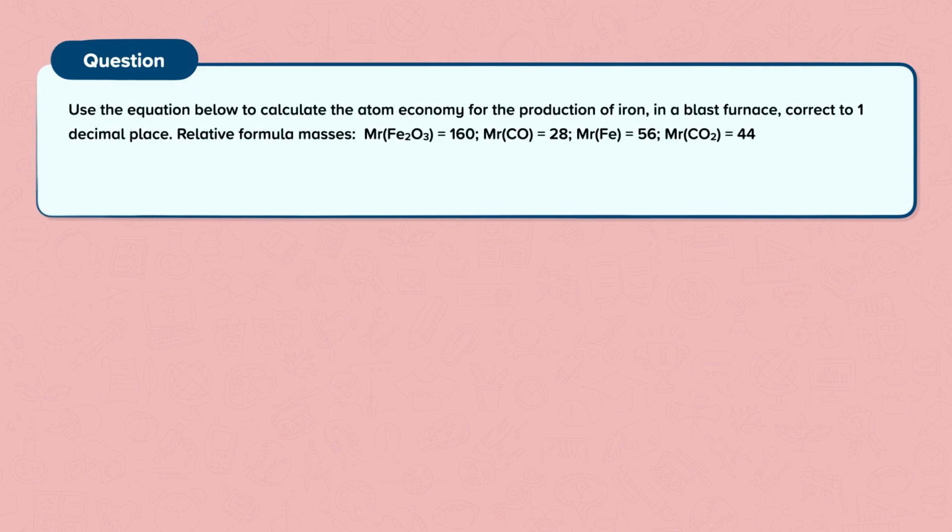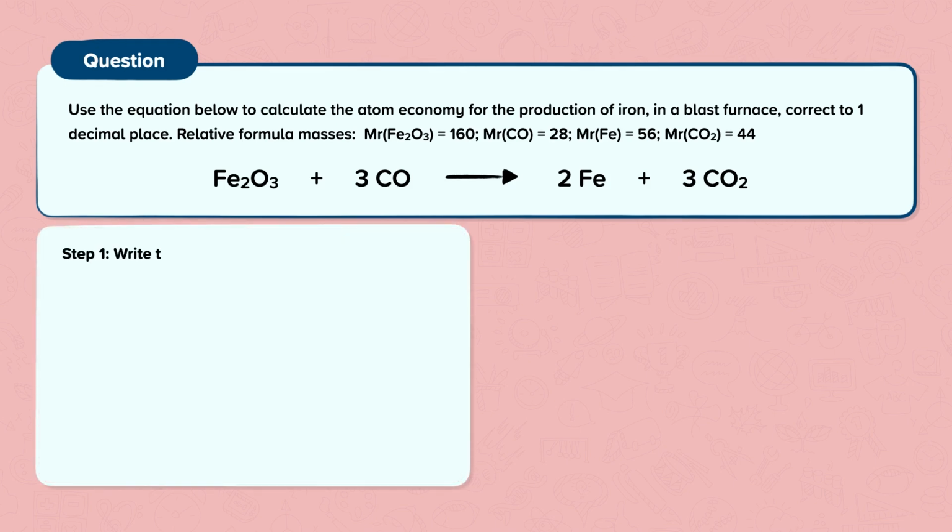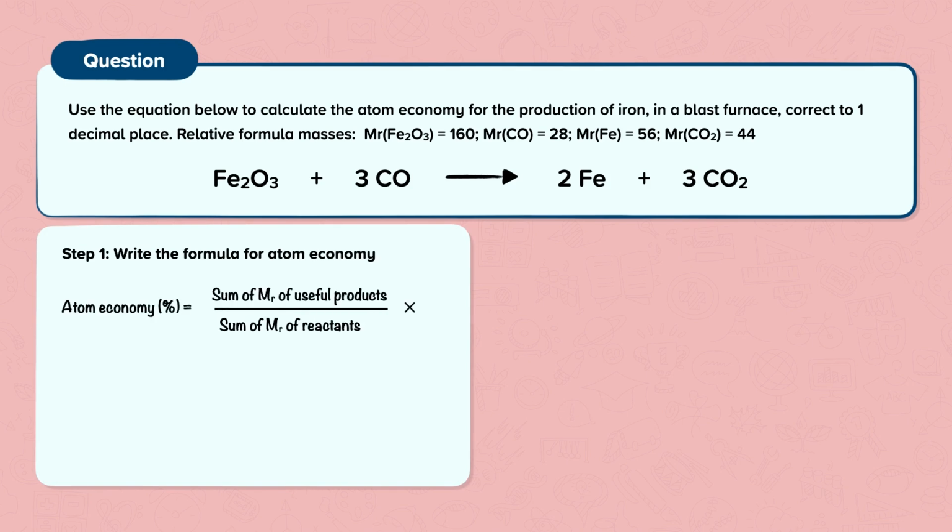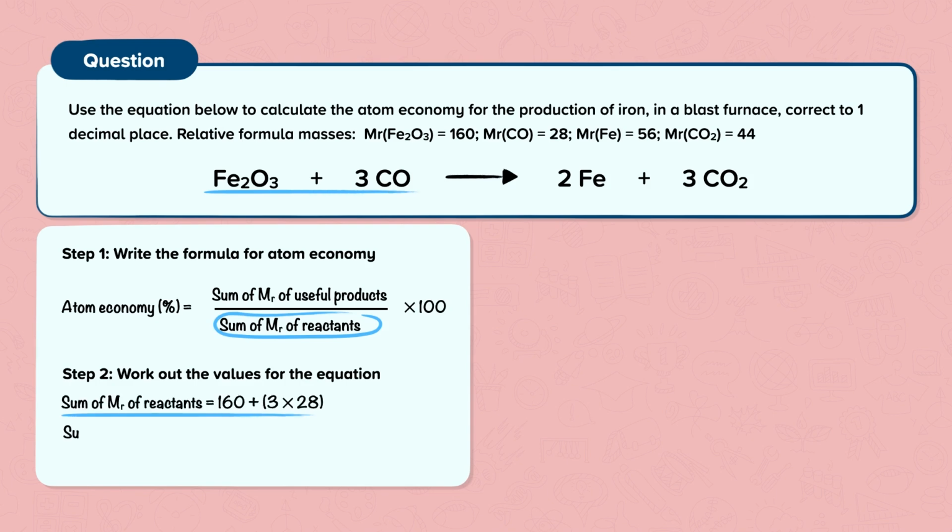Use the equation below to calculate the atom economy for the production of iron in a blast furnace. Correct to 1 decimal place. The equation for this reaction is Fe2O3 plus 3CO produces 2Fe plus 3CO2. We start by stating the relevant formula. Next, we can use the relative formula masses to calculate the sum of MR of reactants. 160 plus 3 multiplied by 28 equals 244.